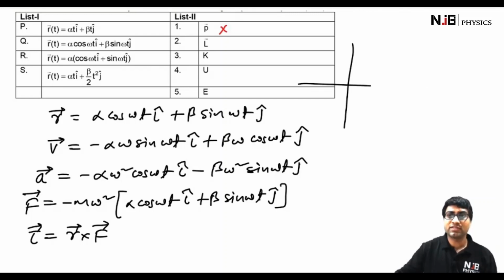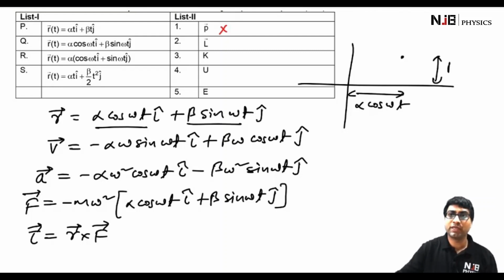Let's imagine that this is the coordinate axis and this is the point whose position vector and the force acting on it is known to us. So for the position vector, the x coordinate is alpha cos omega t, that means this distance is alpha cos of omega t, and the y coordinate is beta sine omega t, that means this distance is beta sine omega t. Now what about the force?